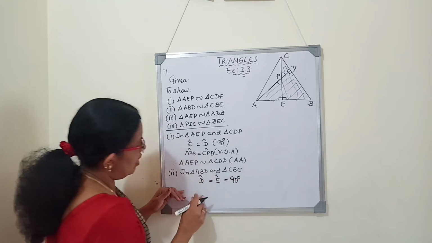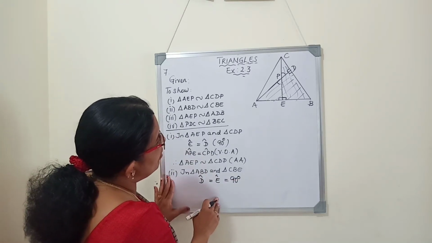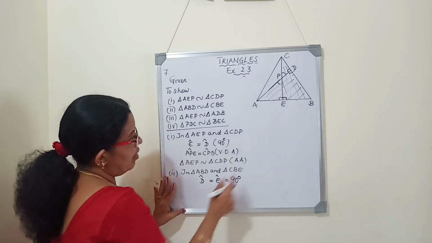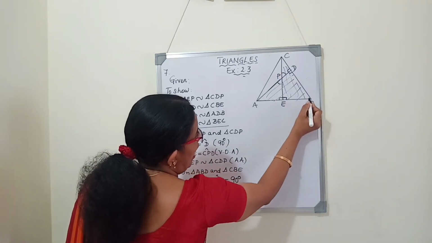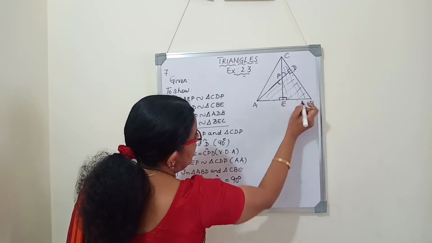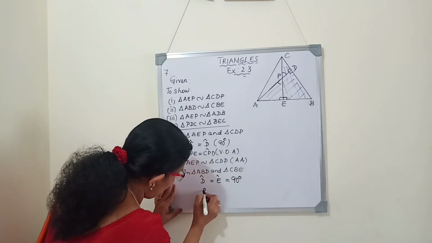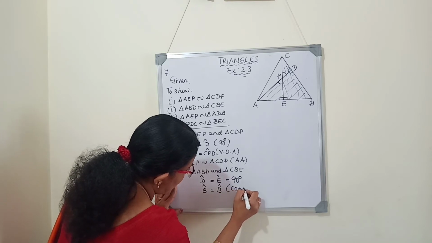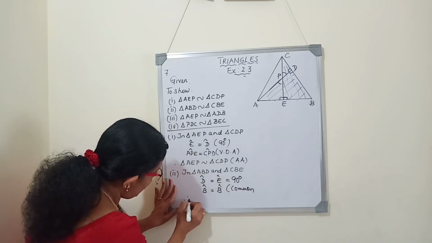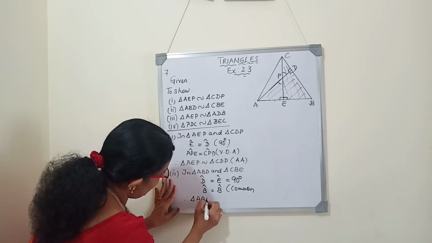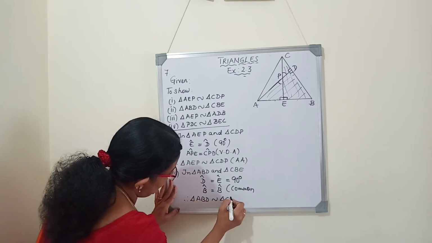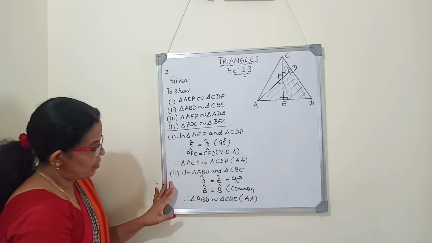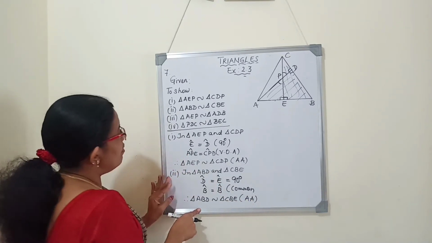One angle we got. Now in triangle ABD and triangle CBE, which angle is common? In ABD, angle B is there, and in CBE also angle B is there. So angle B is equal to angle B, common angle. Therefore, triangle ABD is similar to triangle CBE by again AA similarity criteria. So two triangles we proved. Now we will see the third one.